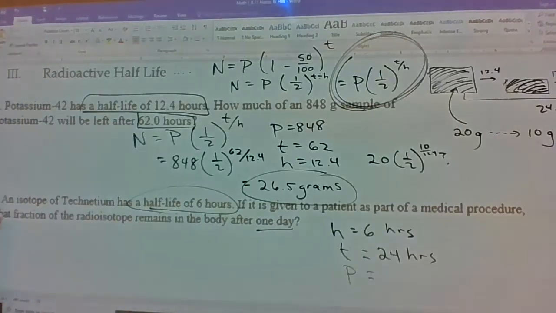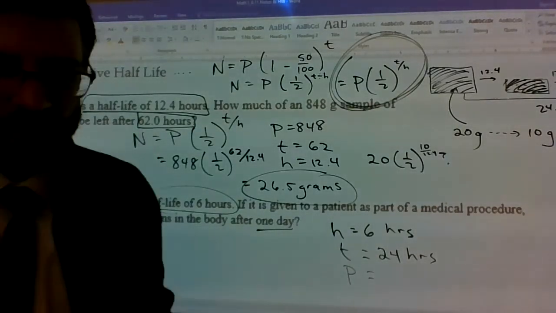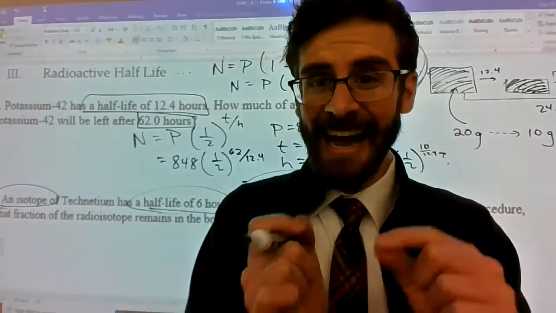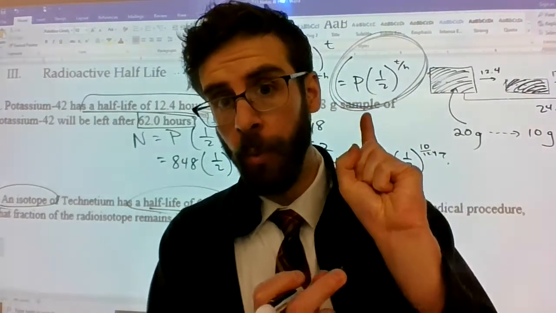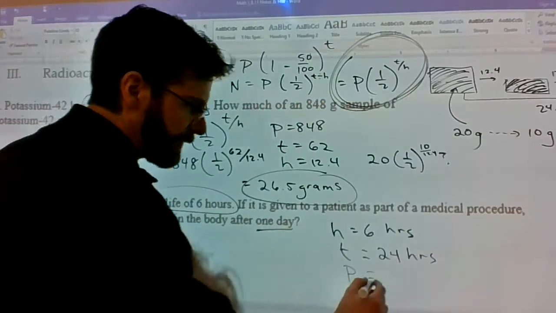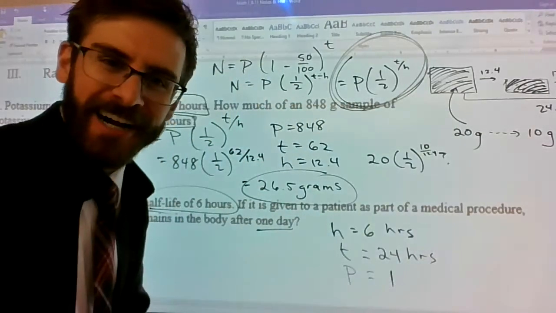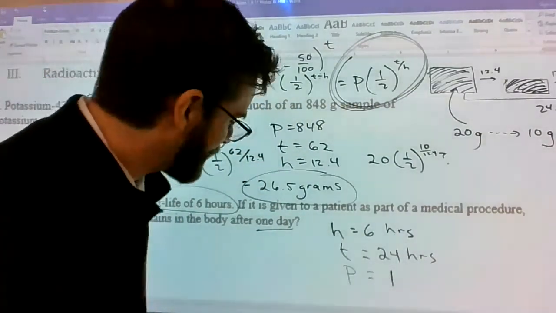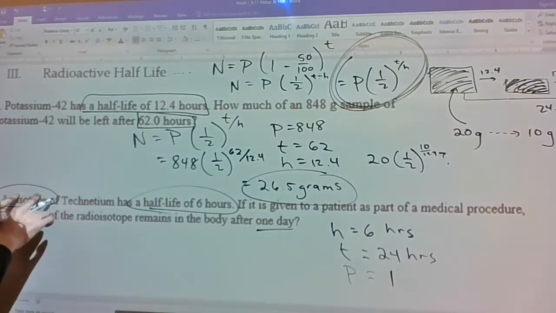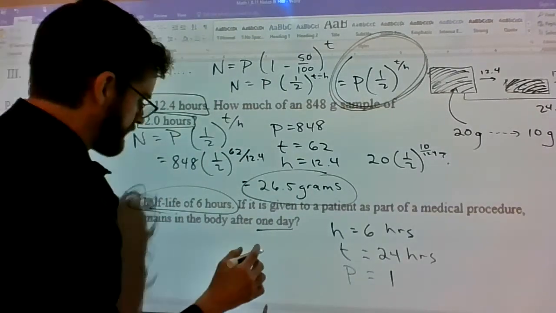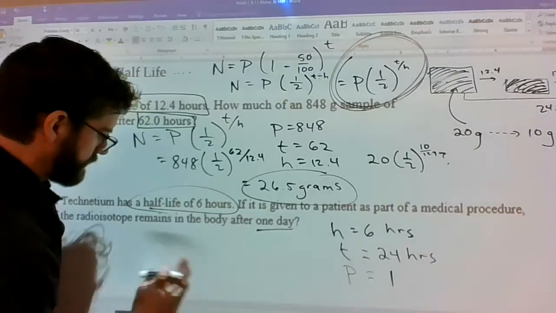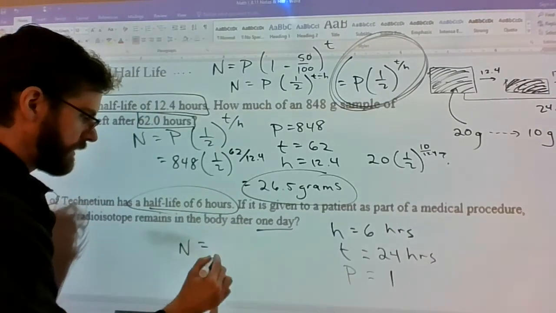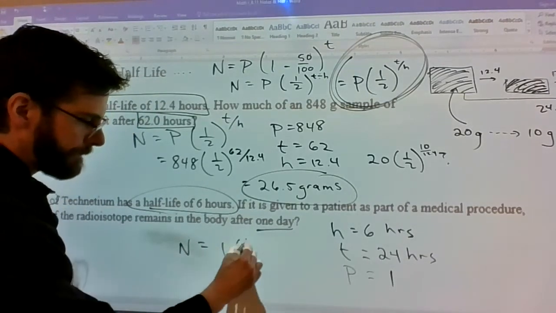Oh, I get it. My bad. When they say an isotope, they're saying 1 is the value. Our principal amount is 1. Darn, I got tricked by my own question. Okay, so isotope, P equals 1.